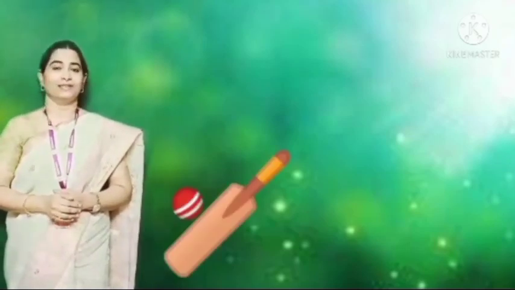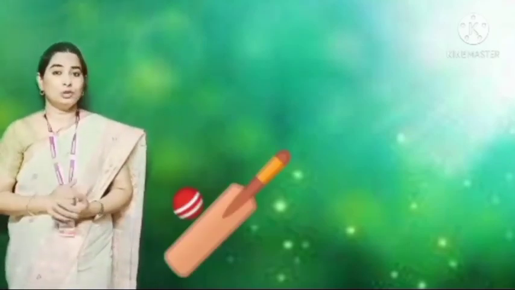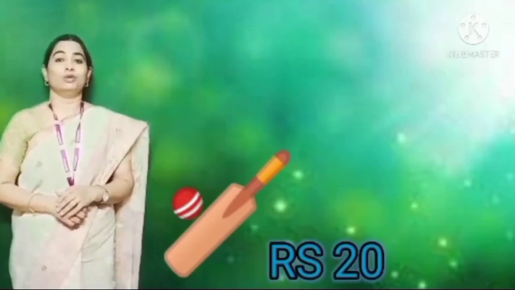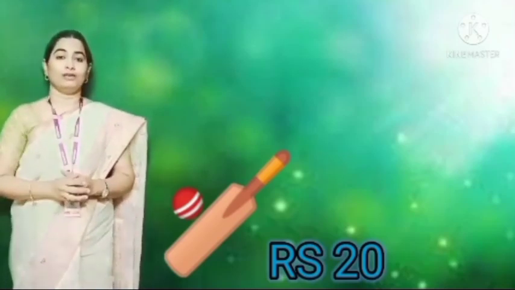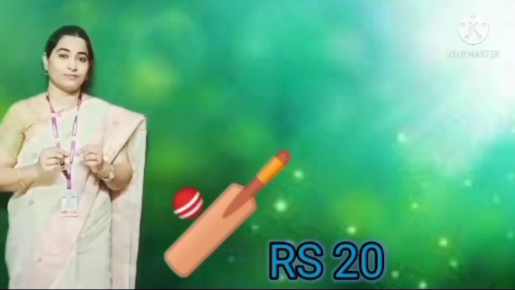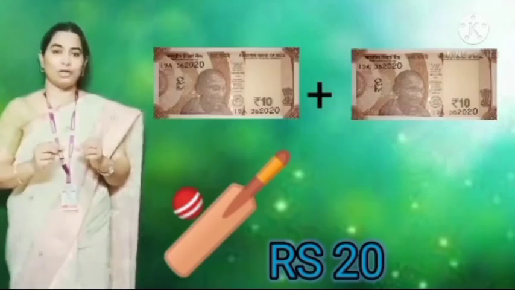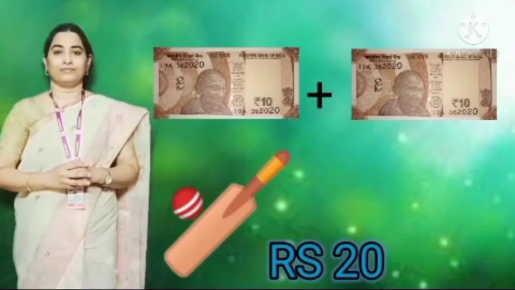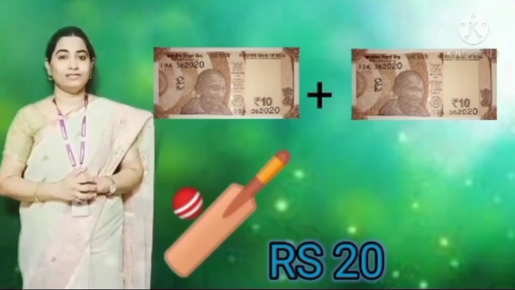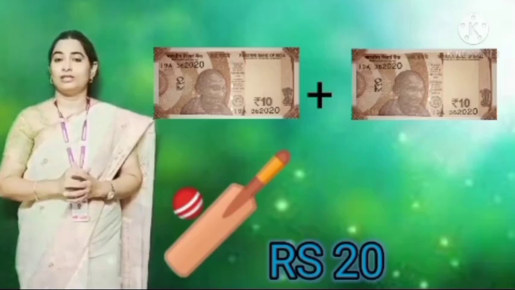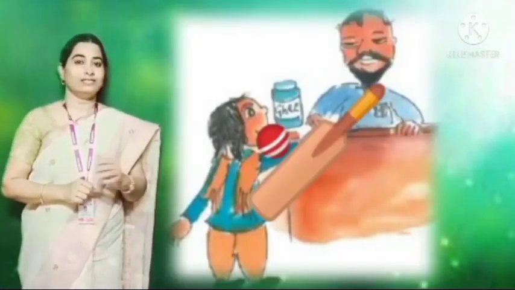Now children, can you see a beautiful bat? Yes, it's 20 rupees. If you need to buy this bat, you have to give 20 rupees to the shopkeeper. So how much will you take from your pocket? You will take two 10 rupee notes or two 10 rupee coins. Okay, so 10 rupees plus 10 rupees is 20 rupees. So we need to give 20 rupees to the shopkeeper to buy this bat.